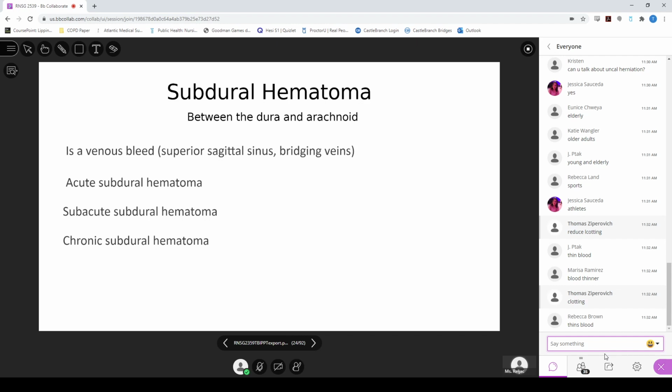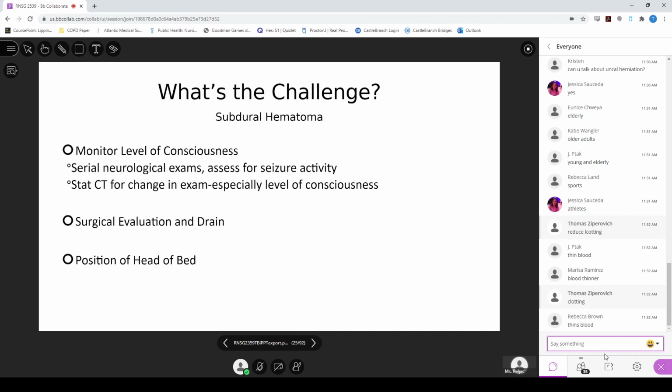So what's the challenge with the subdural hematoma? You're going to monitor that level of consciousness. And how are you doing? Why are these serial neurological exams so important? You know what I mean by serial? So multiple, very close together in a row over a certain amount of time. That's right, so that you can notice a change, early detection. Mm-hmm. You're also going to be watching them for the seizure activity, and they'll get a CT.